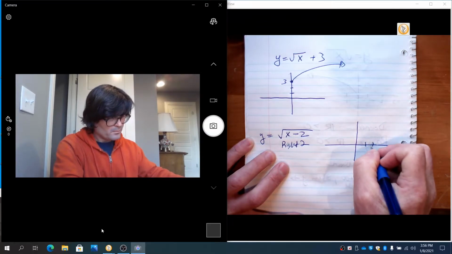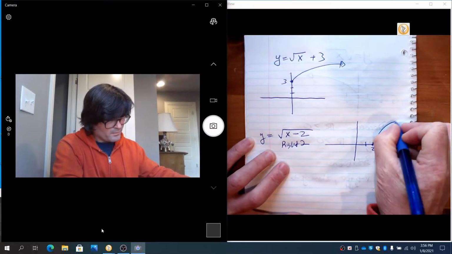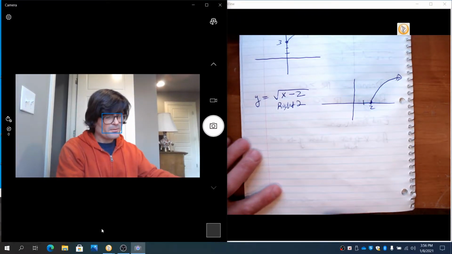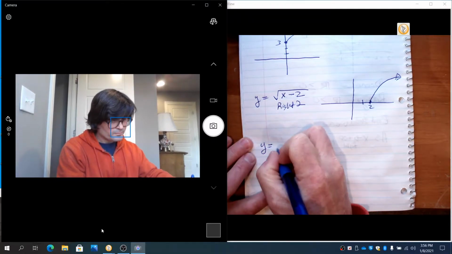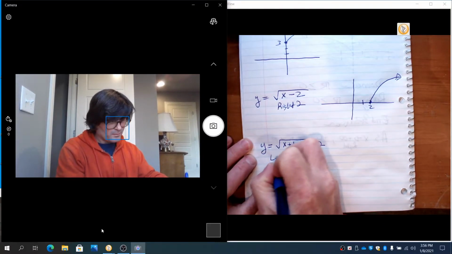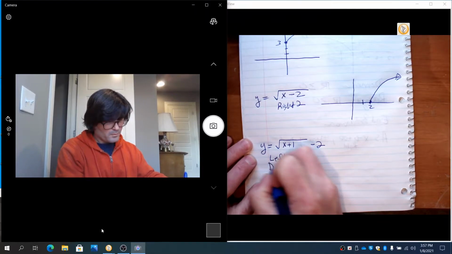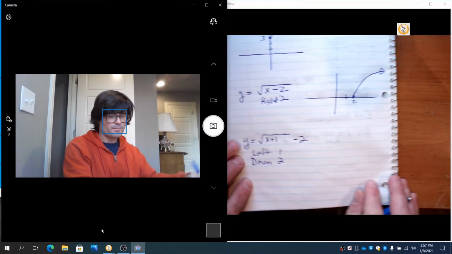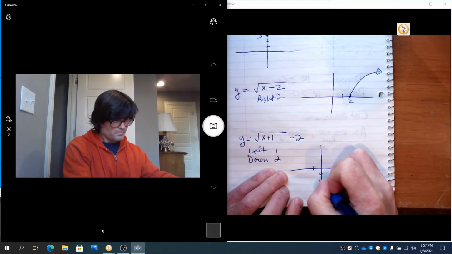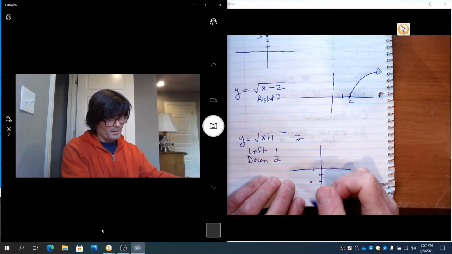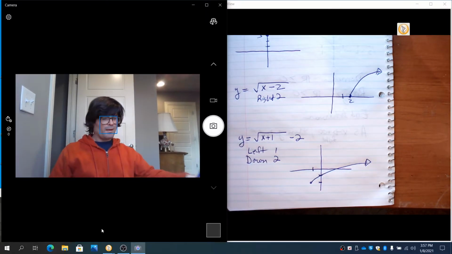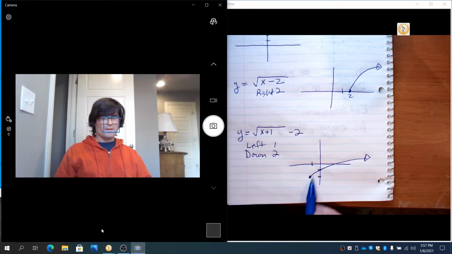So here, the graph looks like that, roughly. I'm drawing it roughly. If you want to combine these together, this would be left 1 and down 2. And it's going to look kind of like that. So that's left 1 and then down 2.